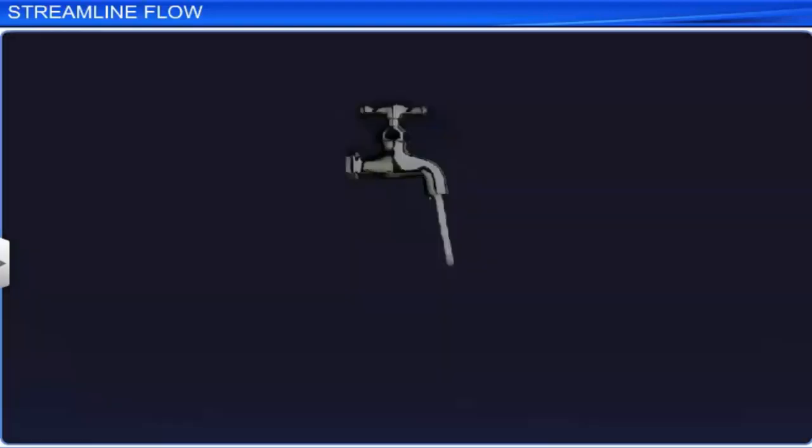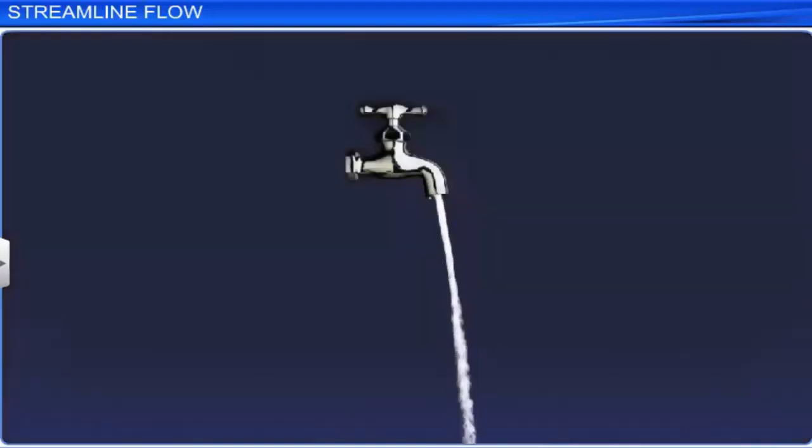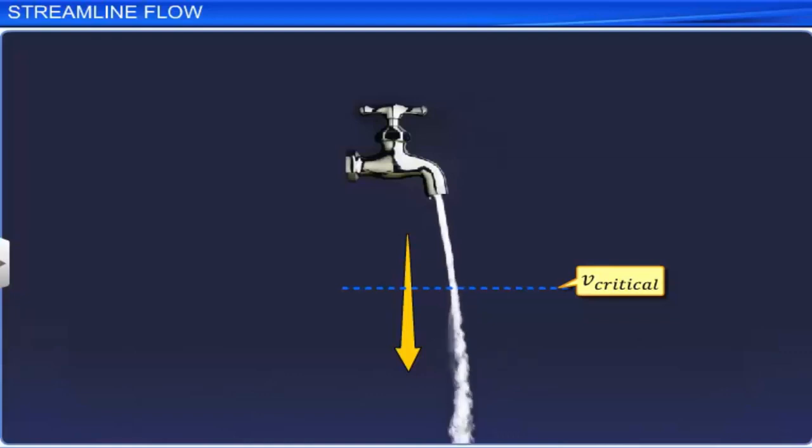In the case of water flowing out of a tap, the velocity of water increases as it descends. Thus, at a particular point, the velocity of the water crosses its critical velocity and the flow of water changes from laminar to turbulent.